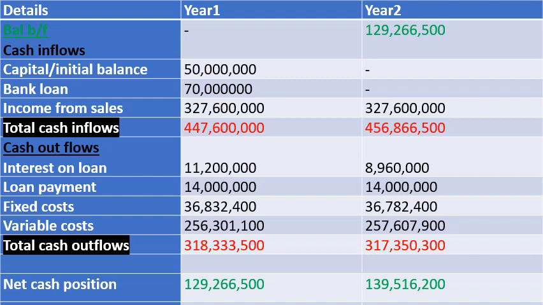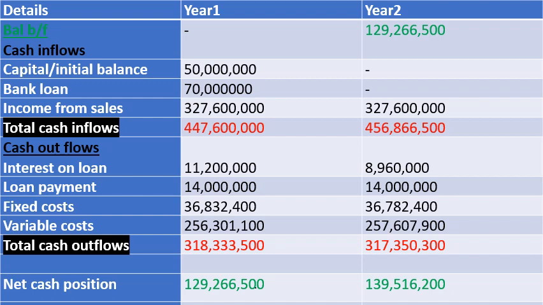Then how do you get your net cash position? As we said in the first example, we shall get our total cash inflows minus the total cash outflows. And then we come to 129,266,500, which we shall carry and consider as our balance brought forward in year 2.